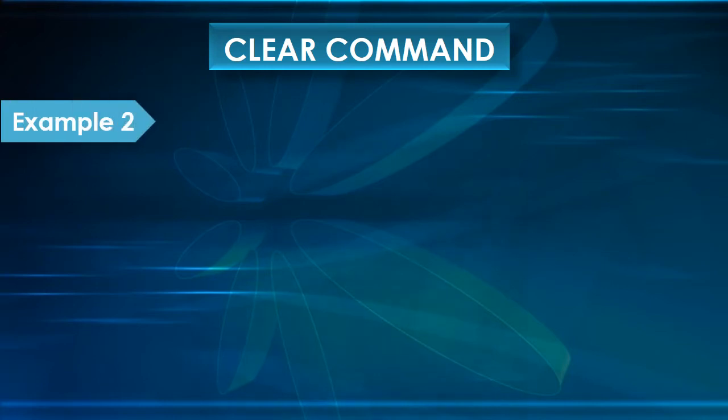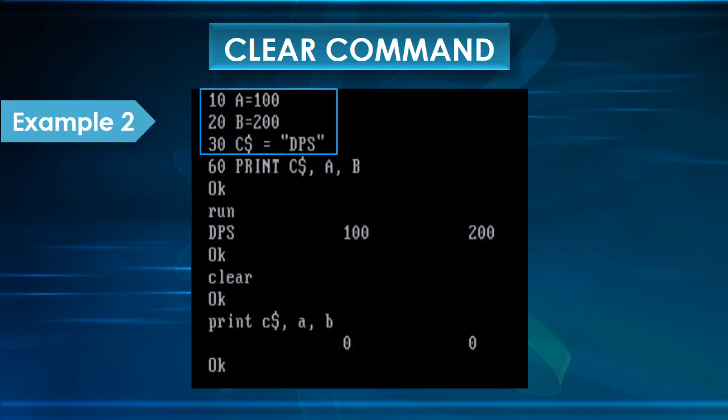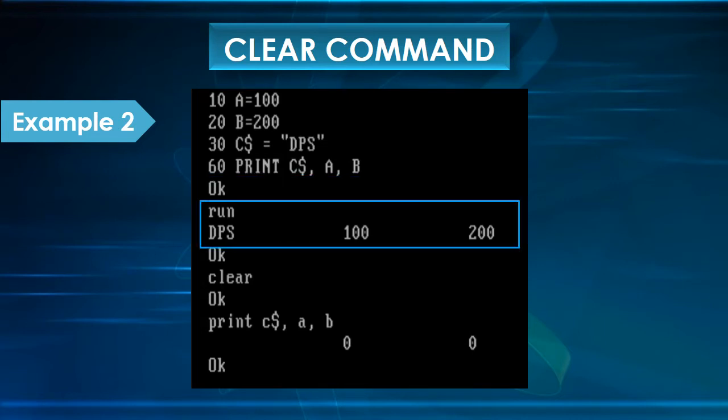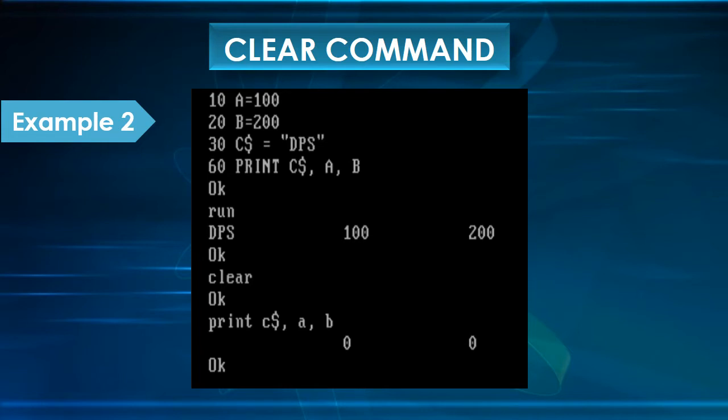See another example for the CLEAR command. Here I have stored 100 in A, 200 in B, both numeric variables, and A$, a string variable, which stores DPS, a string, in it. When I print A$, A and B, it gives me an output like this: DPS 100 and 200, the same sequence as I have written in line number 60. Then I applied the CLEAR command, and then again I printed A$, A and B, and look what happened now. It has set the value of numeric variable A to 0, numeric variable B to 0, and the string variable A$ to null. Null means nothing.